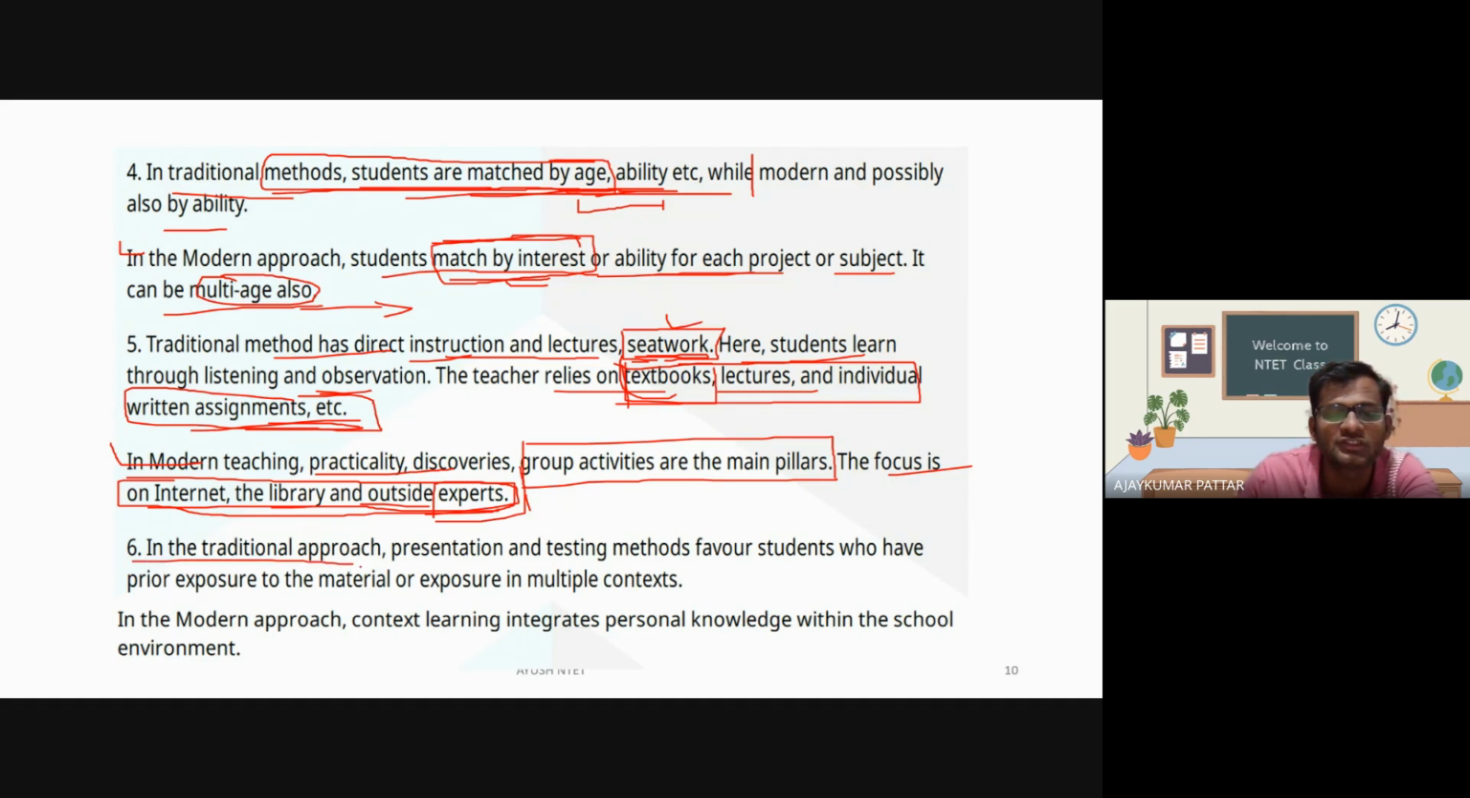In the traditional approach, presentation and testing methods favor students who have prior exposure to the material, or exposure in multiple contexts. So the students who already have exposure to that content or material are favored by the presentation and testing methods. If the child already knows about that thing and has some idea about it, then it favors that type of method. If the child already knows calculation, then the traditional approach favors that type of student.